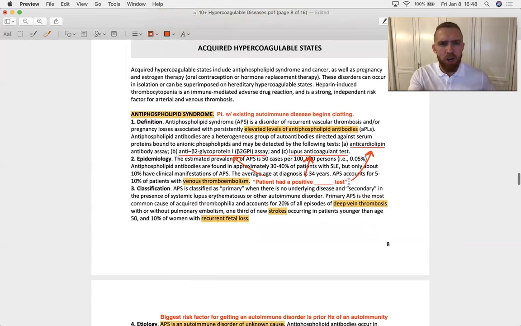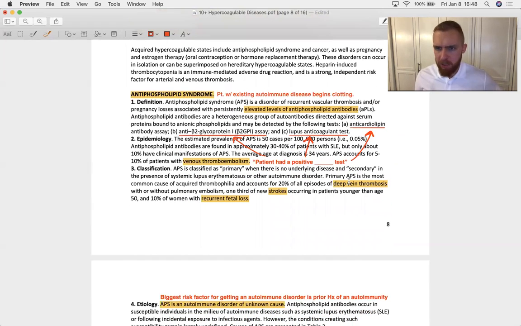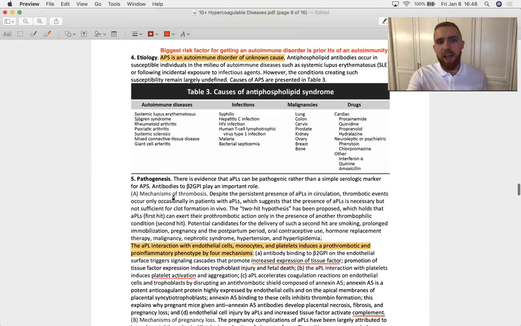Now let's go back up and talk about antiphospholipid syndrome. This is an autoimmunity, and I want you to understand first and foremost that it typically co-presents alongside other autoimmunities. So if you have things like lupus or rheumatoid arthritis, psoriatic arthritis, systemic sclerosis, giant cell arteritis, all of those are autoimmunities. So if you have one autoimmune disorder, you're way more likely to develop another one than someone with no prior history of an autoimmunity.